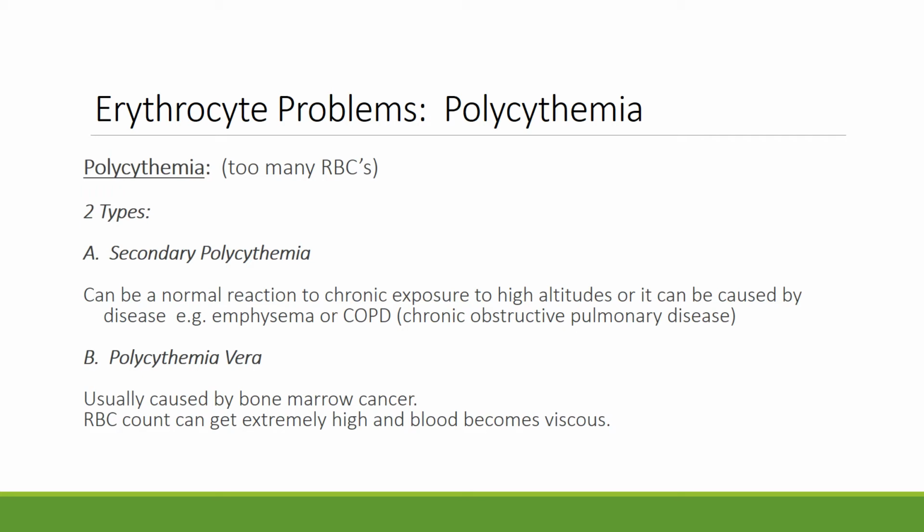Another type of erythrocyte problem is polycythemia. Poly means many, cyth means cell, and emia refers to the blood, so there are too many red blood cells. There are two kinds of polycythemia. Secondary polycythemia can be a normal reaction to chronic exposure to high altitudes, or it can be caused by disease. And we're talking about things like emphysema or COPD, which is chronic obstructive pulmonary disease.